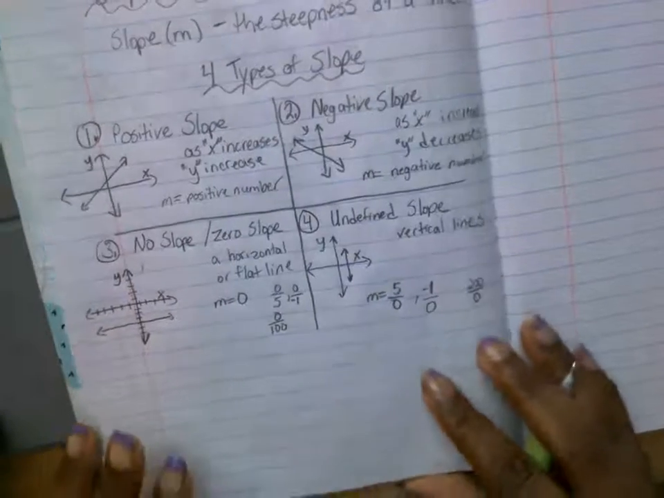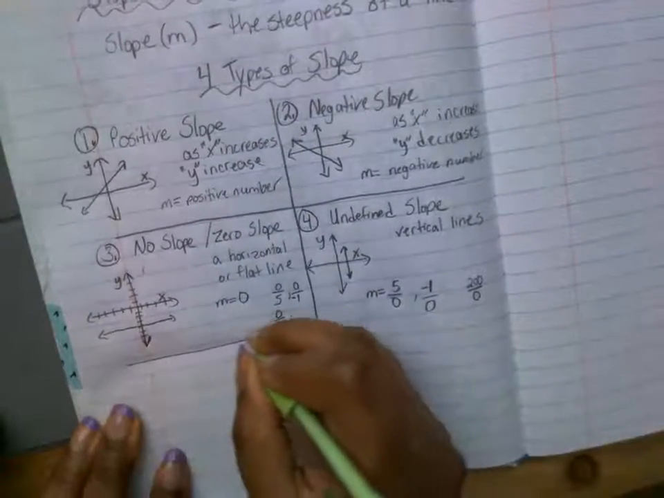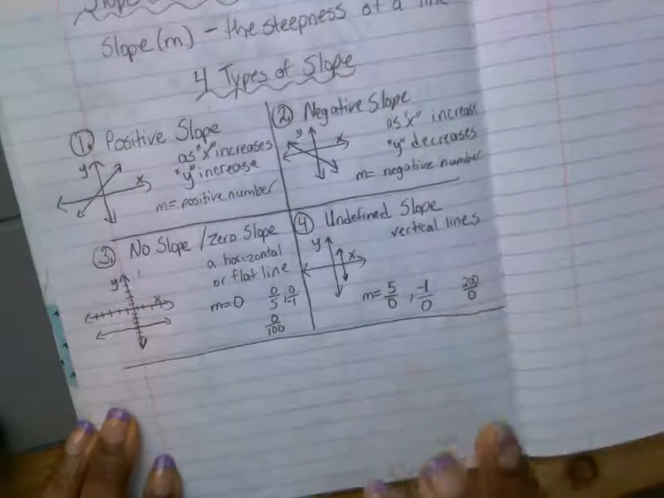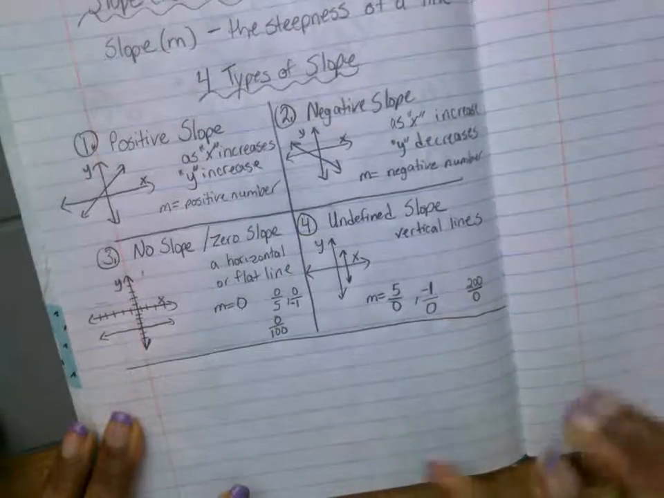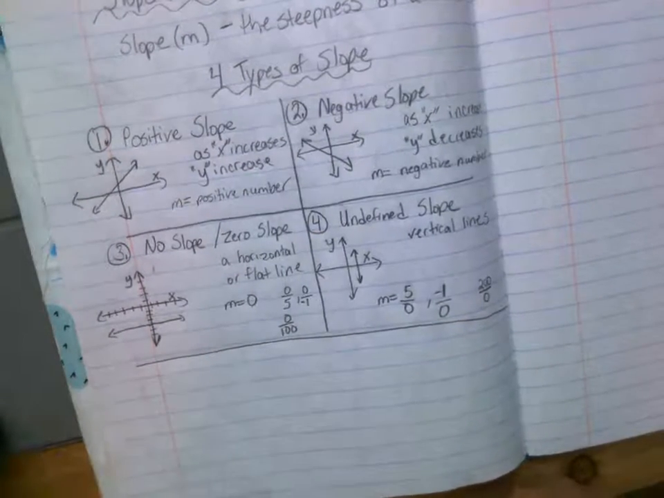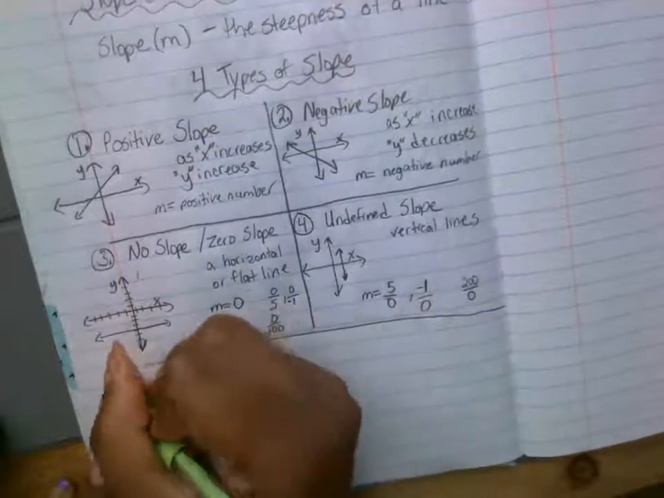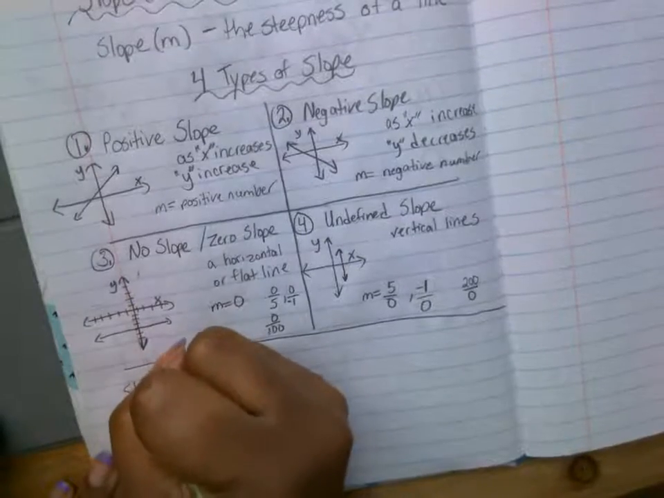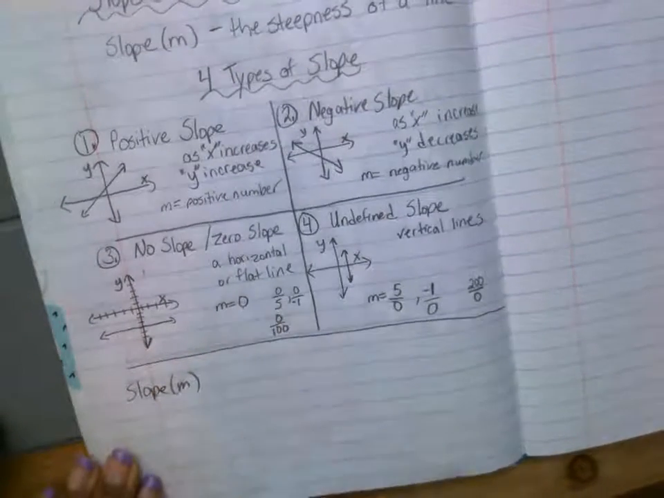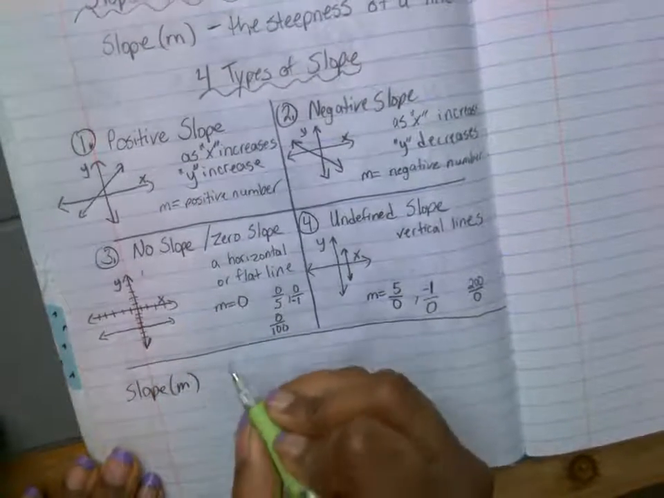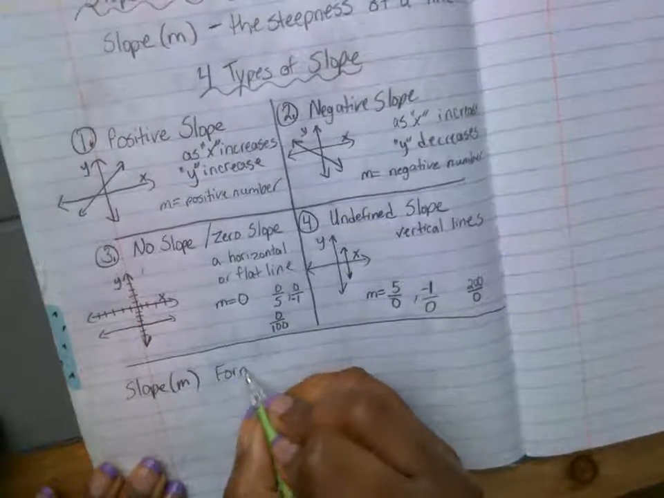Okay. All right, good people. These are my 4 different kinds of slope. To find or calculate slope, we use the slope formula. There are two formulas that you're going to use. Okay, so let's write slope. And remember, the letter that we use to represent slope is M. So we're doing slope formulas.